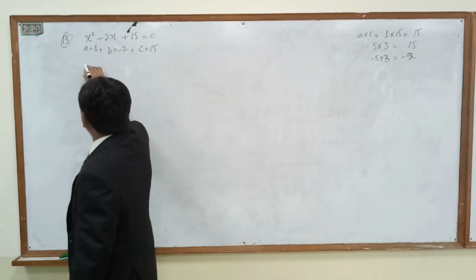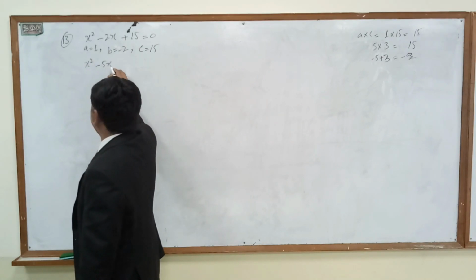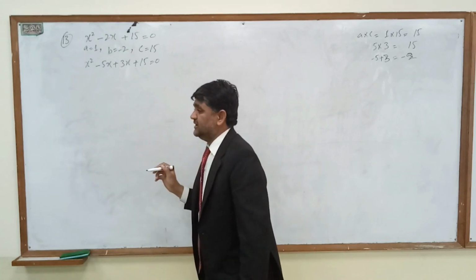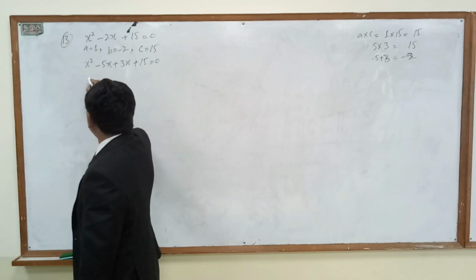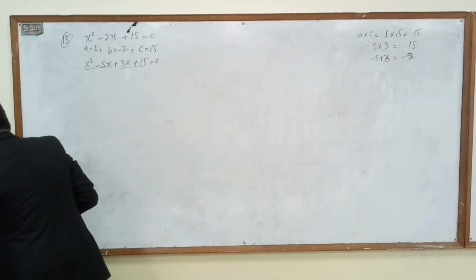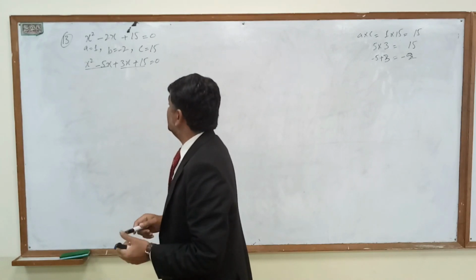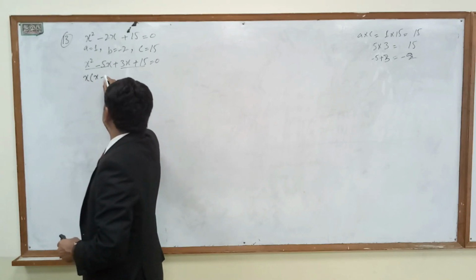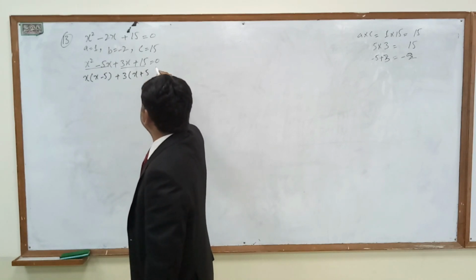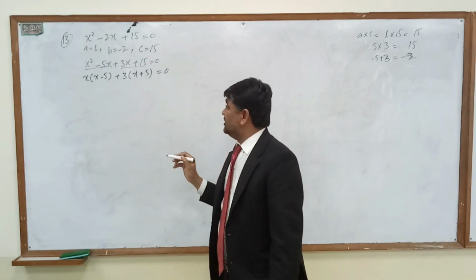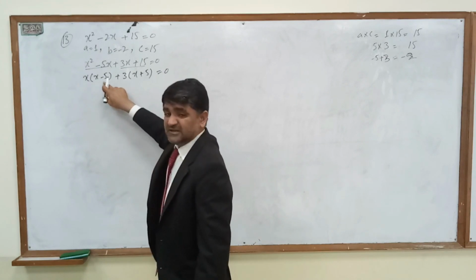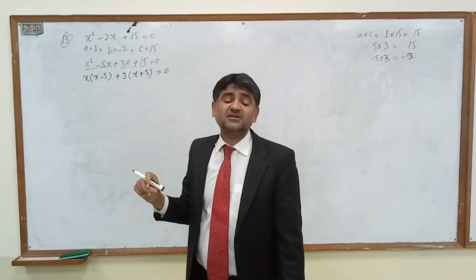The factors can be x square minus 5x plus 3x plus 15 is equal to 0. So here is the first pair, and here is another pair. Then we can simplify it. What is common here? x is common. What is left? x minus 5 plus 3 is common. So x minus 5 and x plus 3 is equal to 0. Here you should be very careful: if the signs in the parentheses are not the same, then that is a wrong statement.